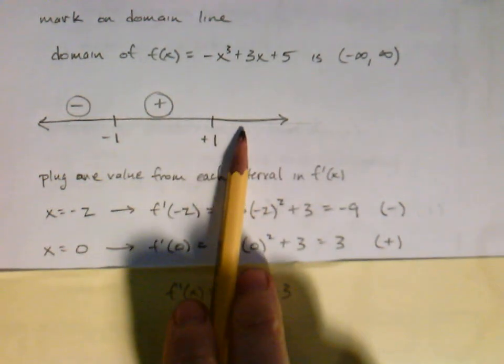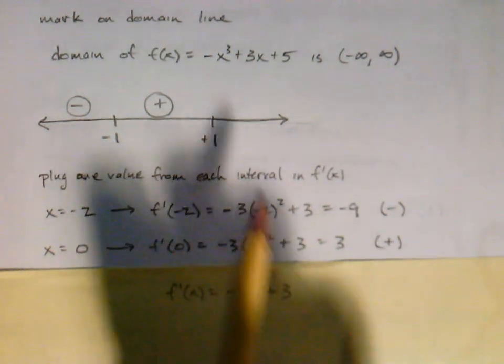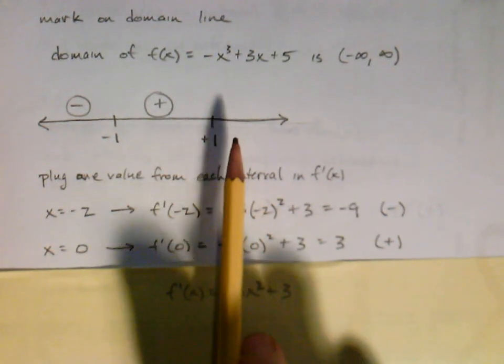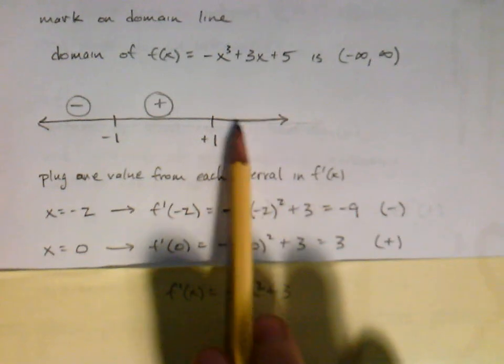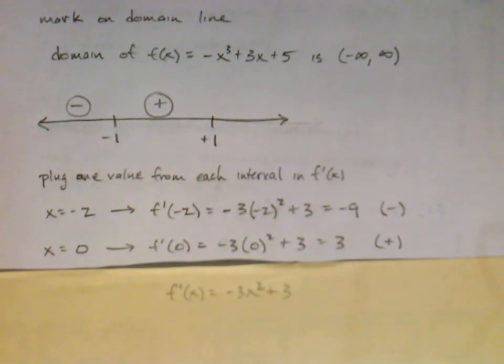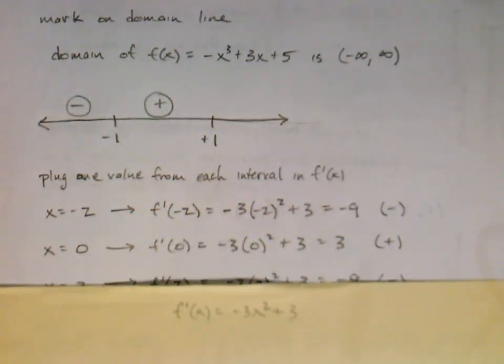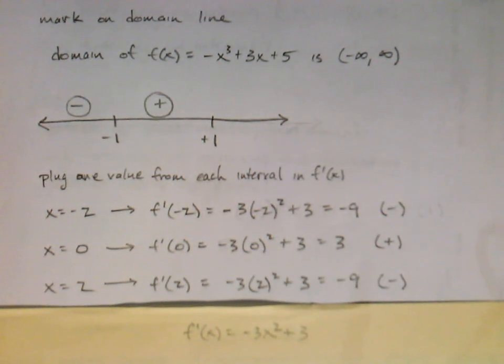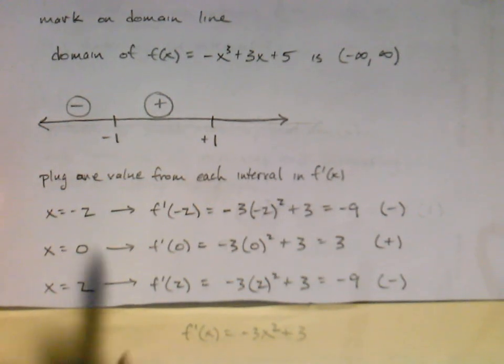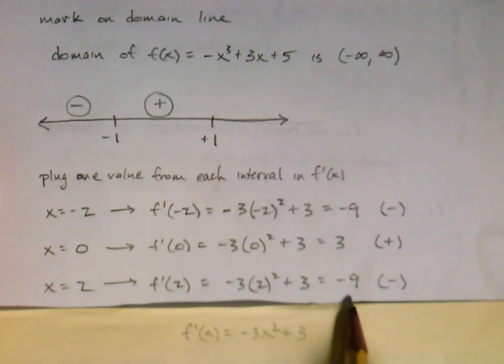Okay, we got one more to try out here. Well, what's a good representative for the interval above 1? Let's just keep it as simple as we can. Let's pick +2. You could pick 10 or 20 or pi, anything like that, but keep it simple is what I recommend. Okay, so if we plug 2 into the derivative, we happen to get -9 again.